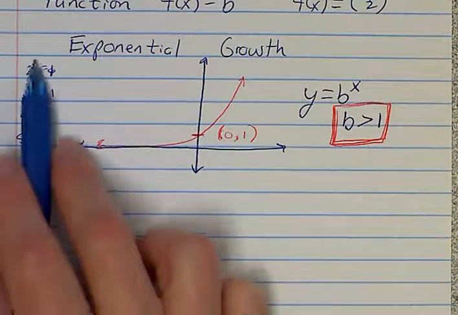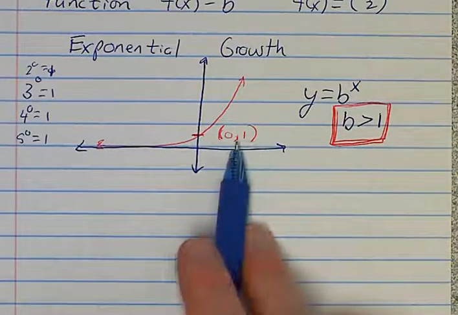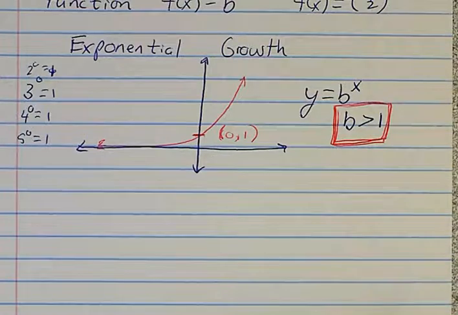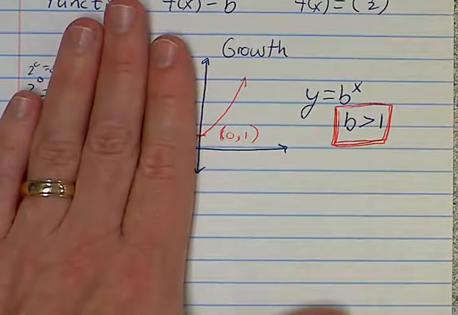You can plug in 0 for x, and no matter what this number is, it's always going to give you 1. So that's the one thing they always have in common. All right, and here's the growth part of it. And really, you almost ignore the left side of the graph over here.